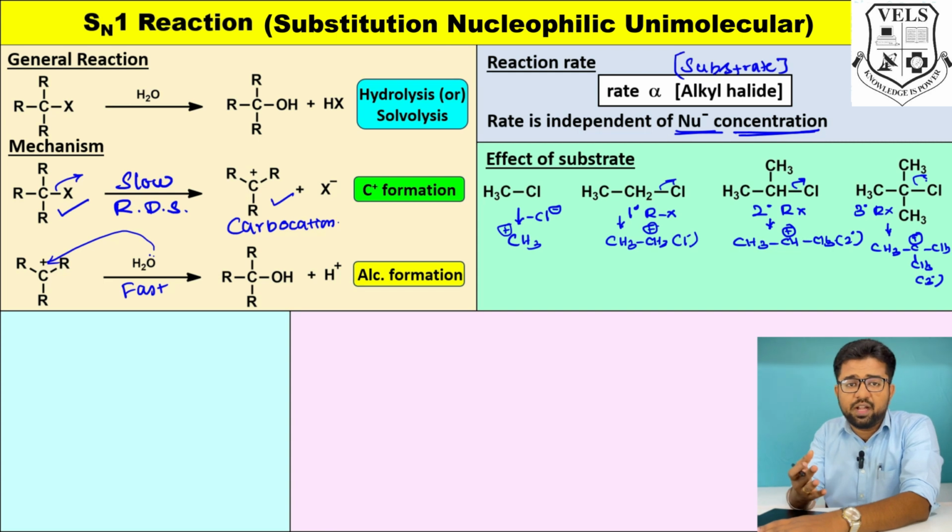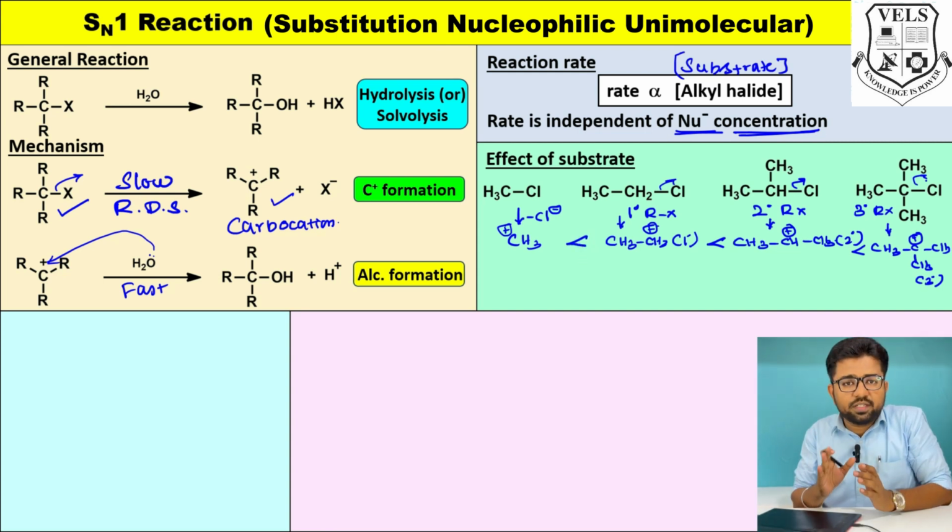And I have already made videos on stability of carbocation. You can also check those videos, and I have already discussed that among carbocations, tertiary butyl cation is the most stable, followed by secondary cation, followed by primary cation, and the least stable will be methyl cation. Okay, so what do you mean by the most stable intermediate?